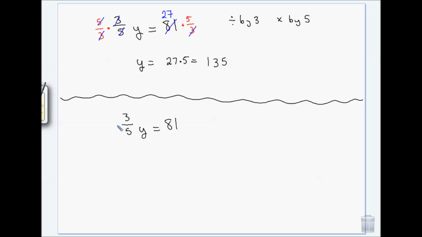Or if I go the other route, I multiply both sides by 5 first, and I'm left with 3y, and that's going to equal 405. And then I'm going to divide both sides by 3, and y is going to equal 135.